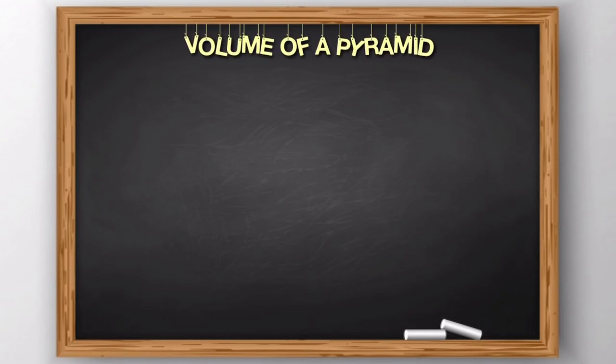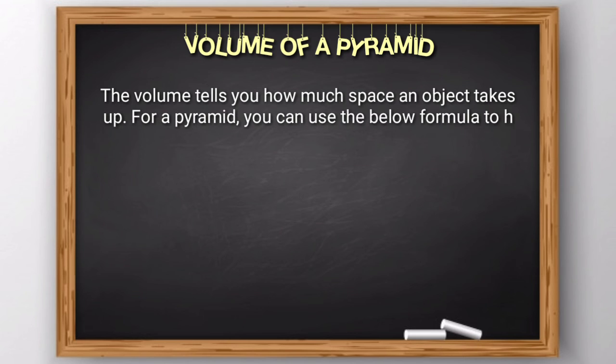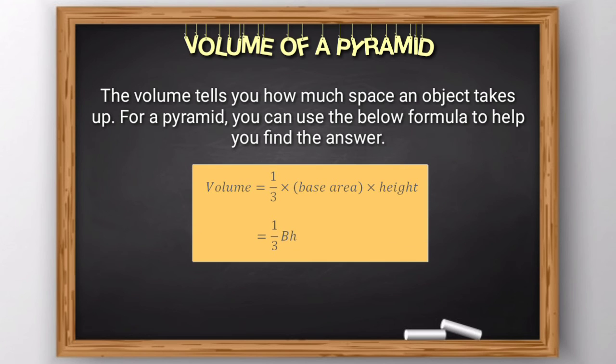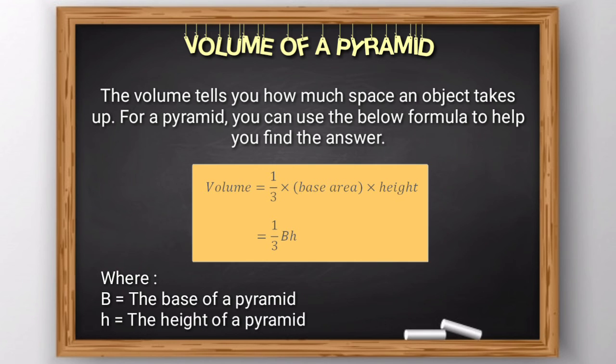Lastly, we discuss the volume of a pyramid. The volume tells you how much space an object takes up. For a pyramid, you can use the formula below to find the answer. The formula is volume equals 1/3 times base area times height, or it can be written as V equals 1/3 times B times H, where B is the base area of the pyramid and H is the height of the pyramid. Let's look at an example.